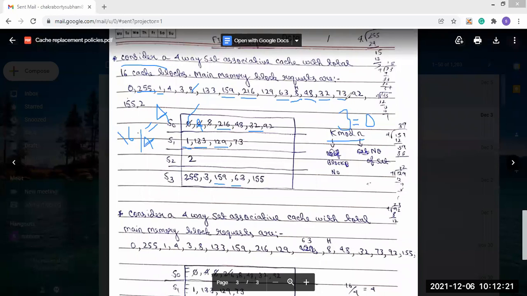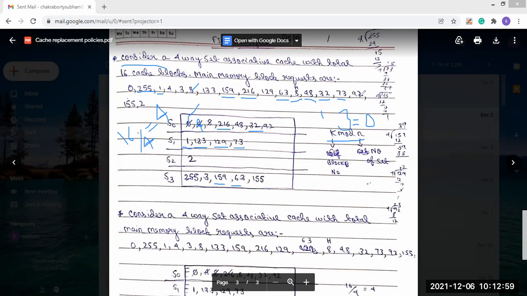Now 73 mod 4. So 73 mod 4 means what? Our remainder will be 1. So that means we will place 73 here. But you see, in no other set do we have such a problem, because when 73 comes, 4 blocks are present. So that means we do not have to replace anything. If we have to place it here but no position is available, then we have to replace a block. So normally we will accommodate 73 because no such problem arises.